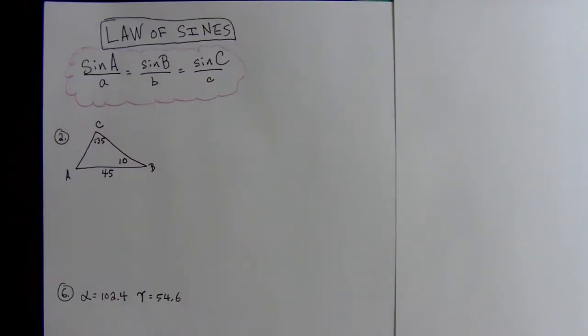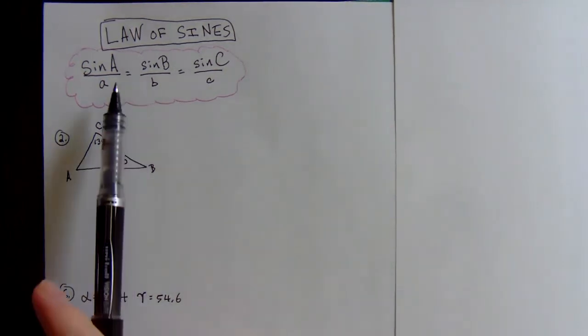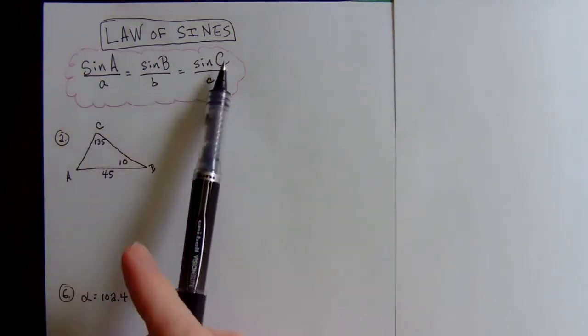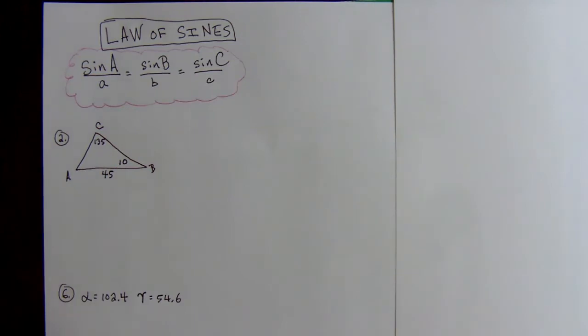Here are just a couple more law of sines problems in case it helps you. That's your law of sines right there: sine of A over a equals sine of B over b equals sine of C over c. The capital letters are the angles. The little letters are the sides. If you ever have a choice in the future of whether to use the law of sines or law of cosines, it's easy to tell.